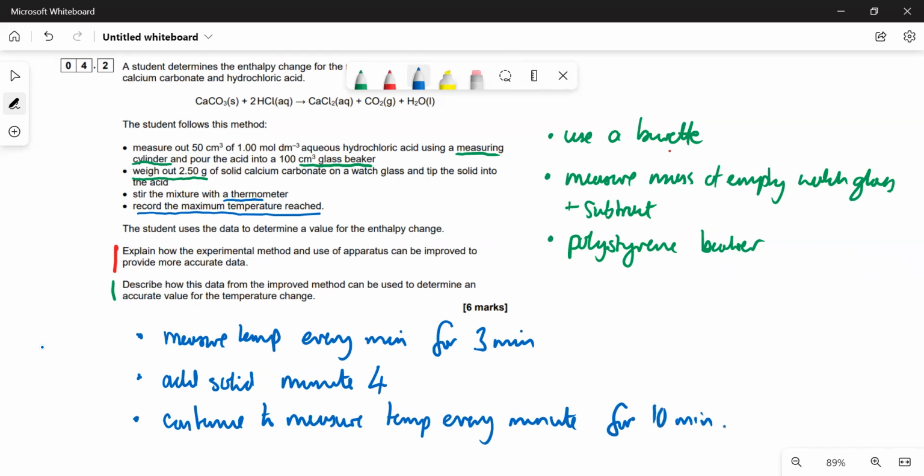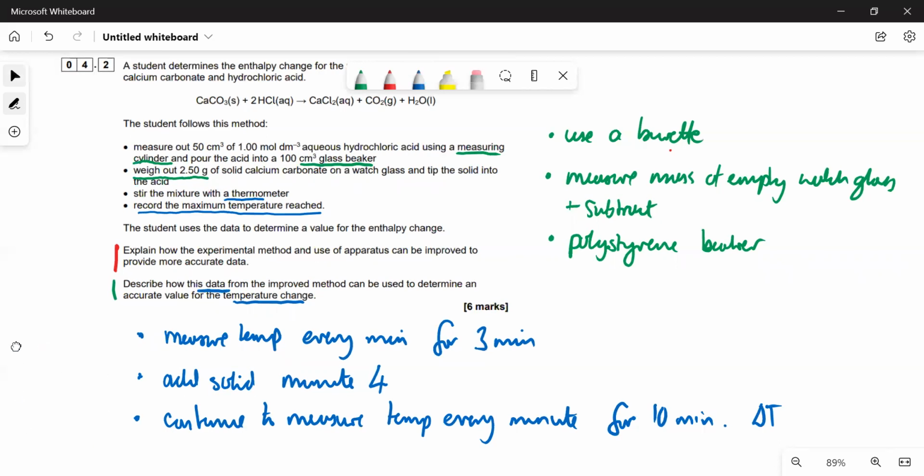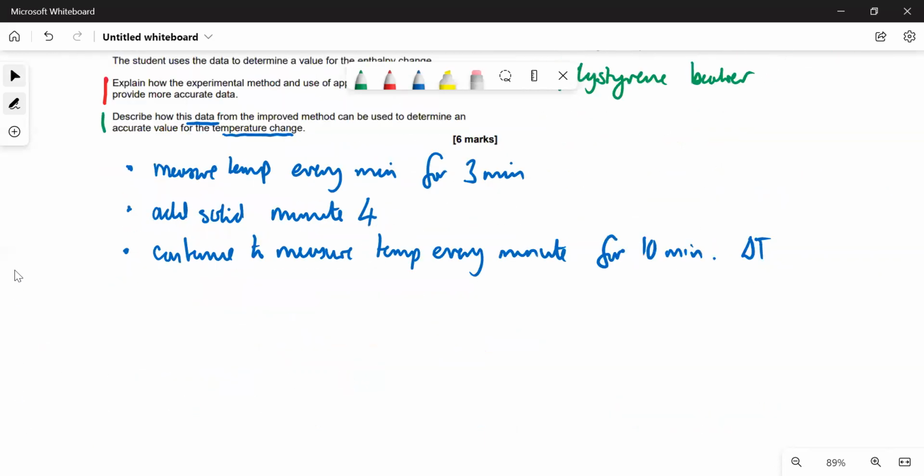Okay, now explain. So we've got that. Now describe how this data can be used to determine an accurate value for the temperature change. Okay, right. So this is to find out delta T. So what do we do with those results? Well, we plot a graph. You might want to draw a little sketch graph here. Plot a graph of temperature v time.